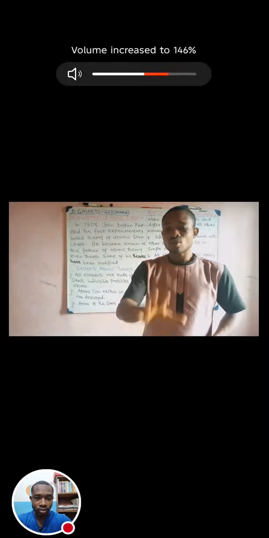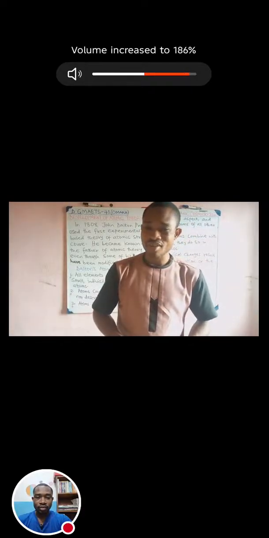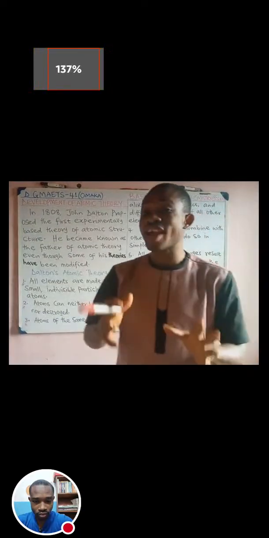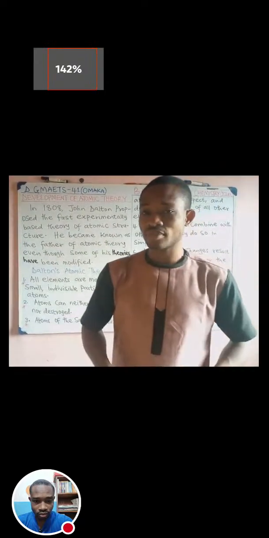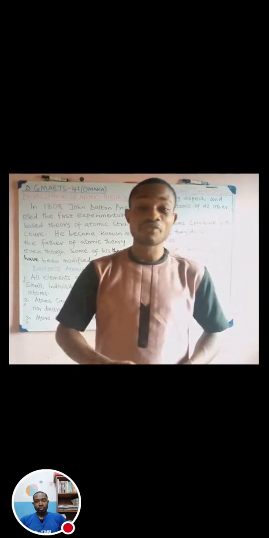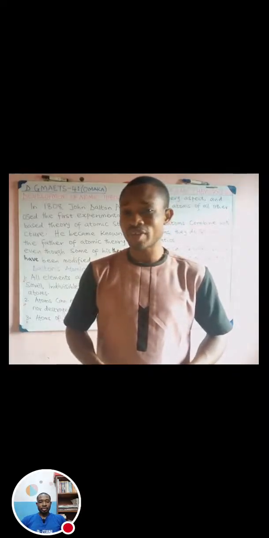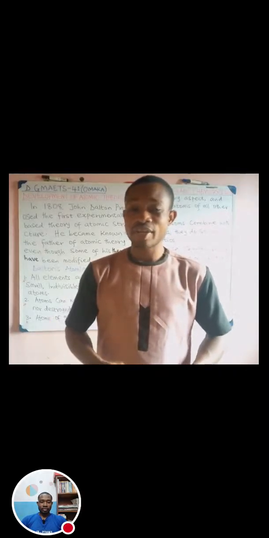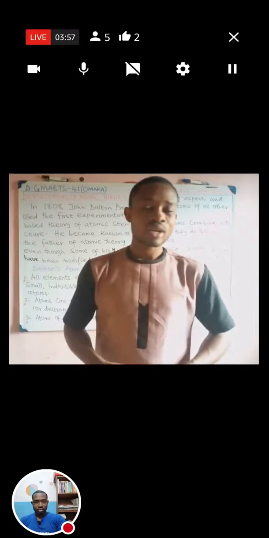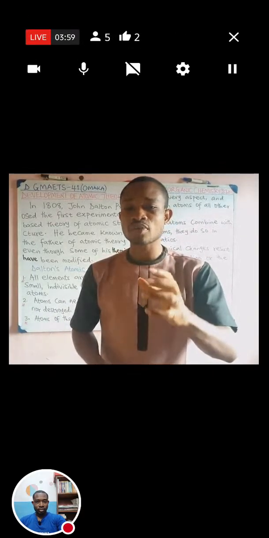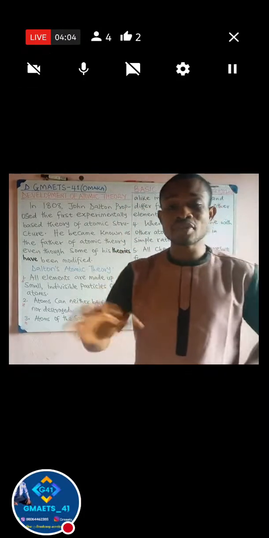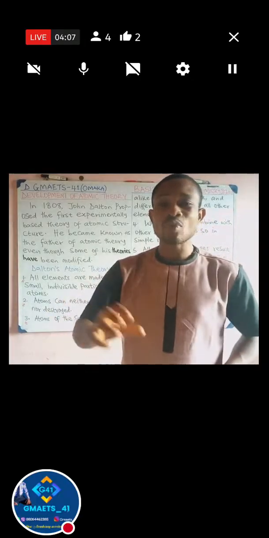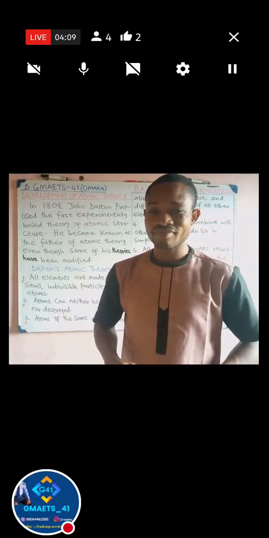To start with, we look at John Dalton's atomic theory. In 1808, John Dalton proposed the first experimentally based theory of atomic structure. He later became known as the father of atomic theory, even if some of his theories have been modified. Quickly, we have 5 of John Dalton's atomic theory. At this point, we're going to consider them. We're also going to look at those that have been modified and why they were actually modified.